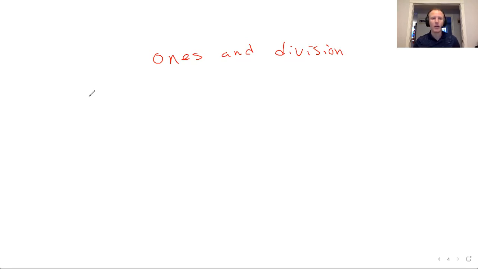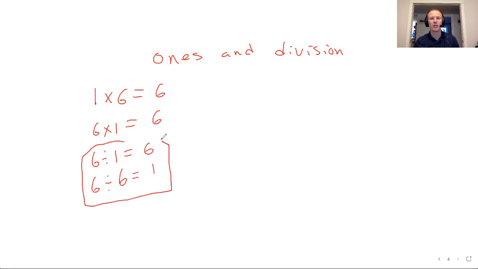So if we had that example, 1 times 6 equals 6, we could turn that around in a couple of different ways. Let's just write that whole fact family, actually. 1 times 6 equals 6. 6 times 1 equals 6. 6 divided by 1 equals 6. And 6 divided by 6 equals 1. So here are my 2 division facts right here, from that fact family.